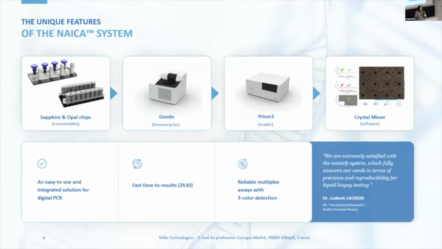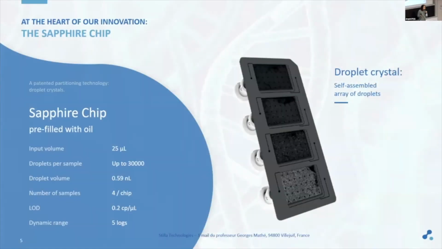At Stilla, we have integrated all this in a simple workflow. We're using microfluidic chips. We have two formats for different throughputs. And once you've loaded your chips with the sample, you just have to switch it from the first instrument, the Geode, that will do both the partitioning and the thermocycling. And at the end, you will switch from the Geode to the Prism, the reader that will read the fluorescent signal. So the art of the innovation at Stilla is really the Sapphire chips.